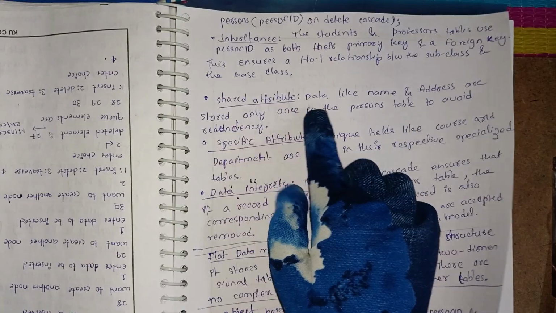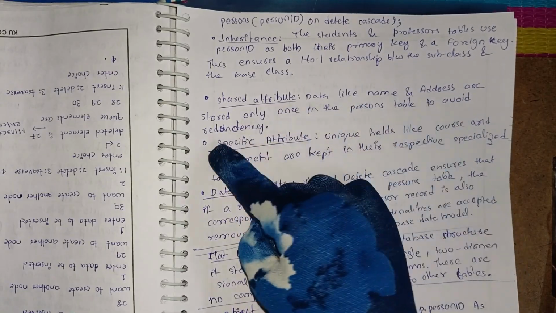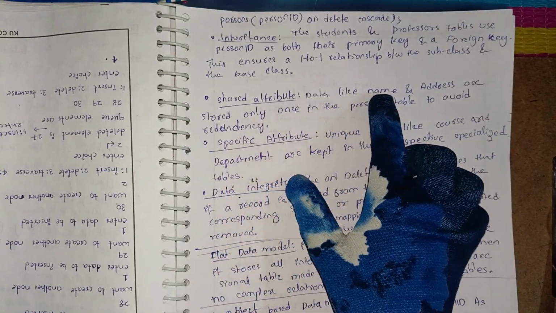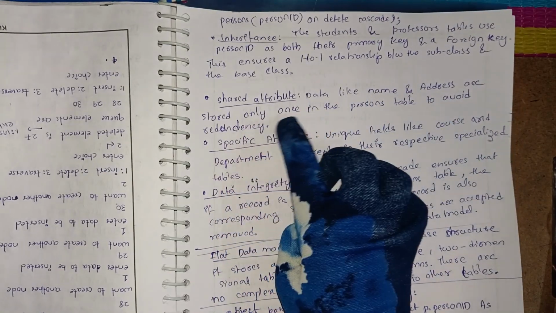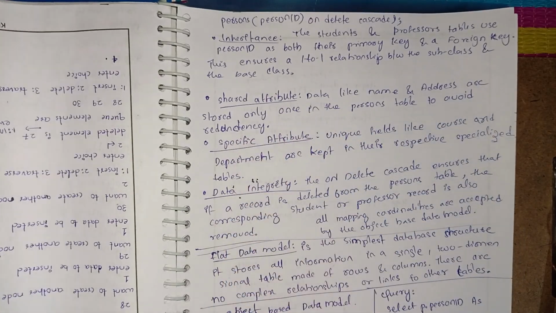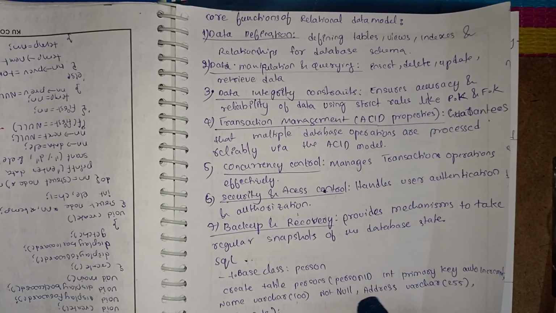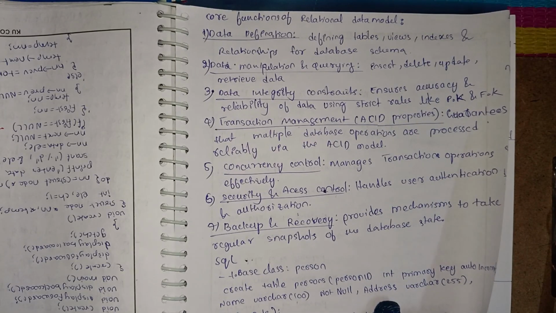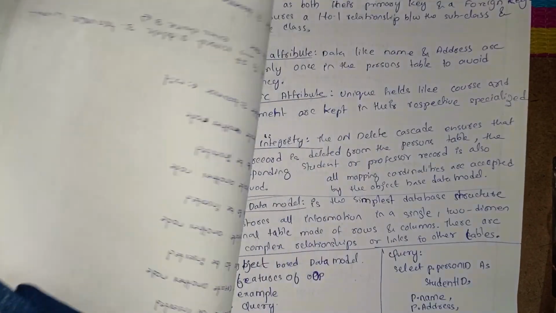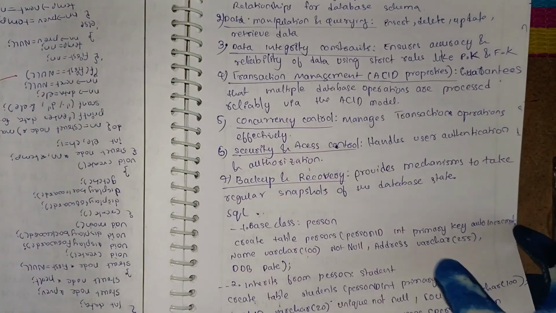And then shared attributes: data like name and address are stored only once in the person table to avoid redundancy. Here in the person table, name and address are only stored once. Okay.